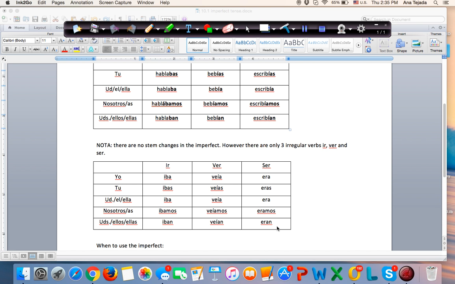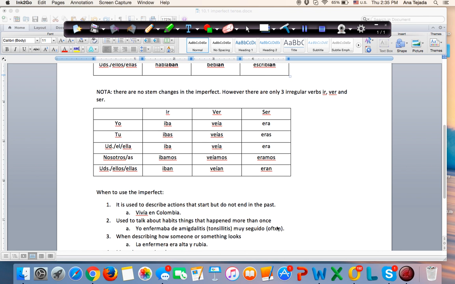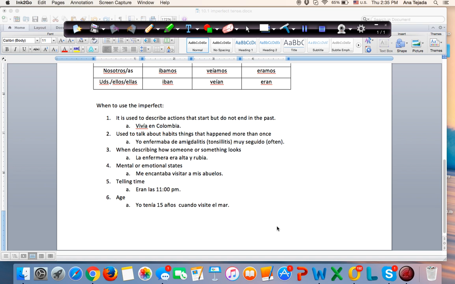So like I said, we're going to talk a little bit about how and when to use the imperfect verbs. Okay. So when to use the imperfect?